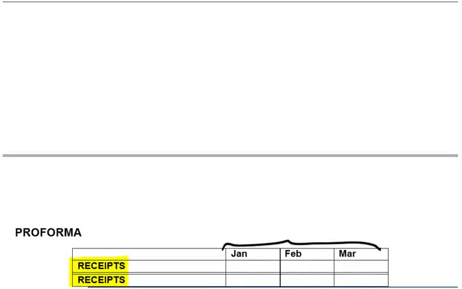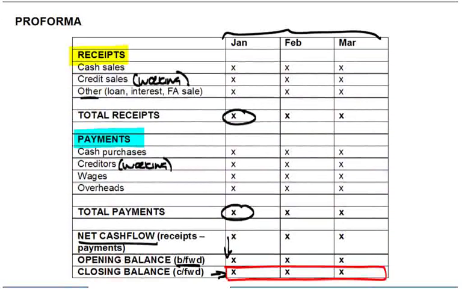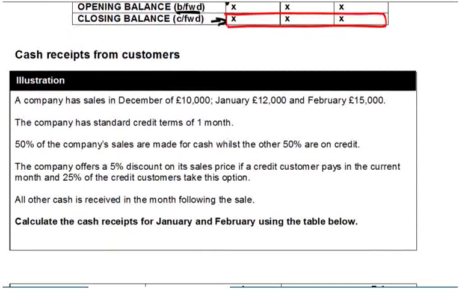Okay then, so that's what we're aiming towards, getting this pro forma together, but we're just going to start by looking at this receipts side first of all, and in particular, how we deal with getting these cash sales and credit sales figures together. Okay then, so just down here we've got an illustration of what you might see in terms of information in an exam question. So for a company here, we've got some sales as follows. So December, £10,000, January £12,000, and February £15,000.